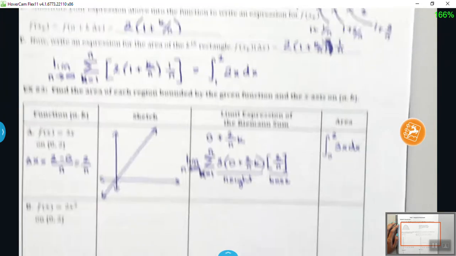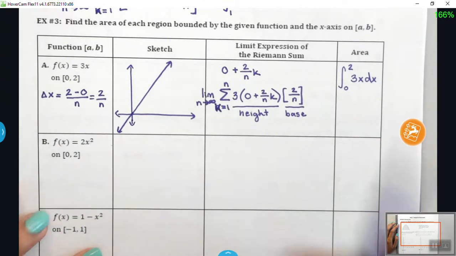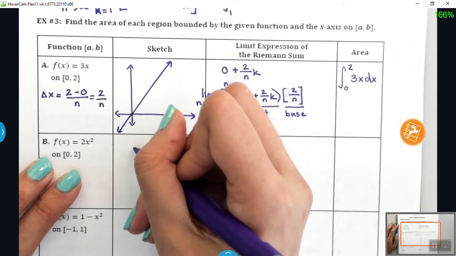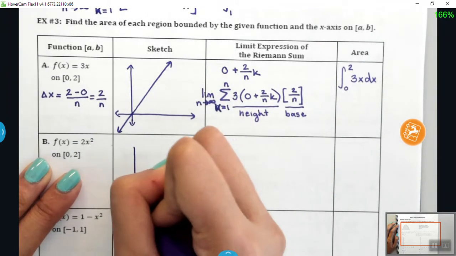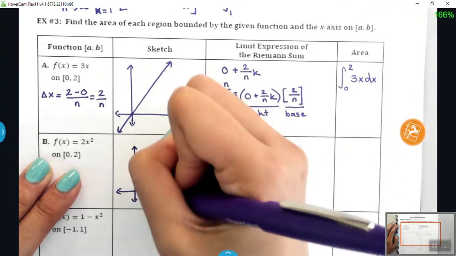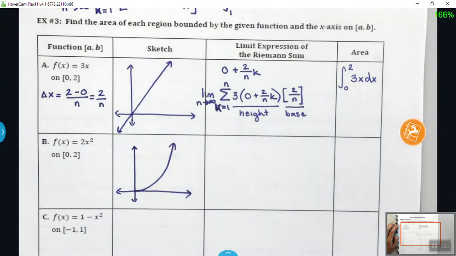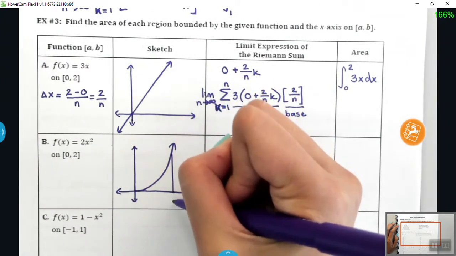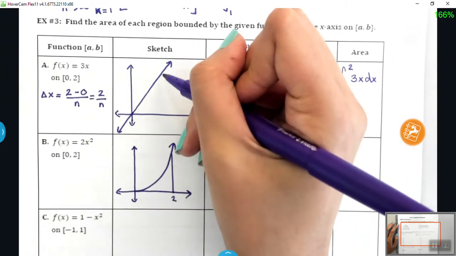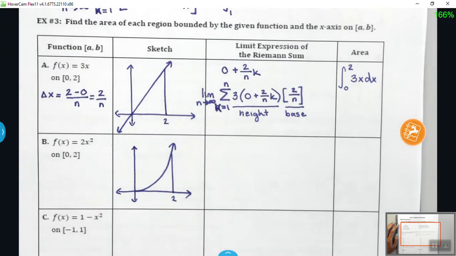Okay, let's try again. Another one. Okay, 2x squared, from 0 to 2, so I only need to know the right-hand side. So this is a parabola pointing up like this, right? So we want to find the area from 0 to 2. This one was from 0 to 2. Let's say 2 is here. So we found that area. This one we're finding this area.